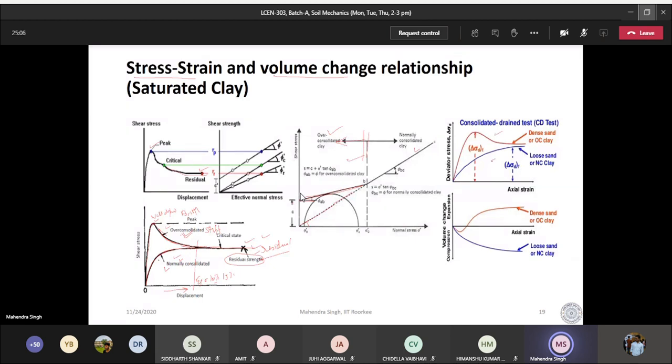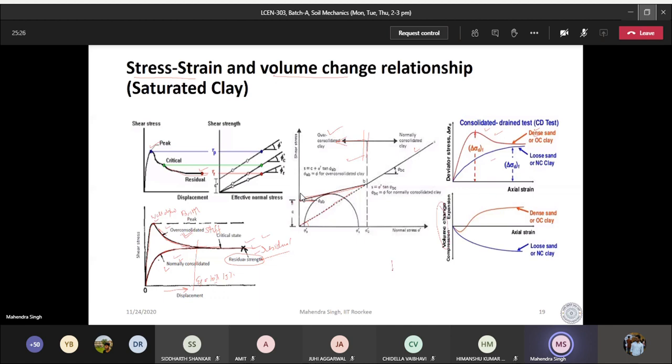This is already discussed. So for loose sand also it happens like this, that there is a gradual increase in the stress, and in case of dense sand or over consolidated clay, there is a well defined peak. Here it is volume change.